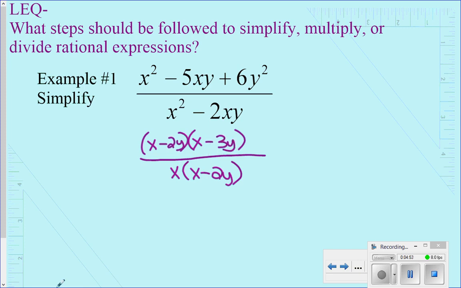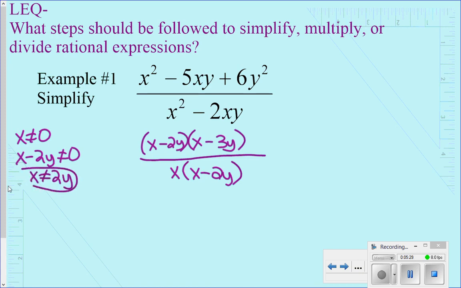So now that I have factored, step 2 is going to be to get those domain restrictions like we talked about in the warm-up. So I take my denominator and I set it not equal to 0. So that means x is not equal to 0 from that first x, and x minus 2y is not equal to 0. Now this one's a little bit different because there's two variables. When you're solving for that domain restriction, you only have to solve for one of them. So I don't have to solve for both x and y, I can just solve for x. So if I add 2y to both sides, x is not equal to 2y.